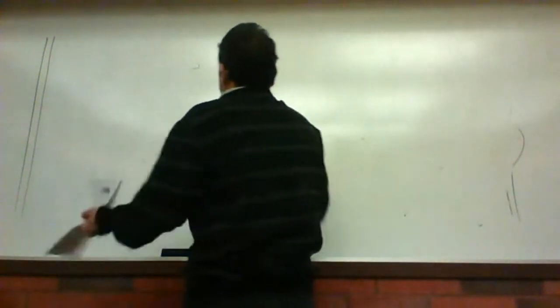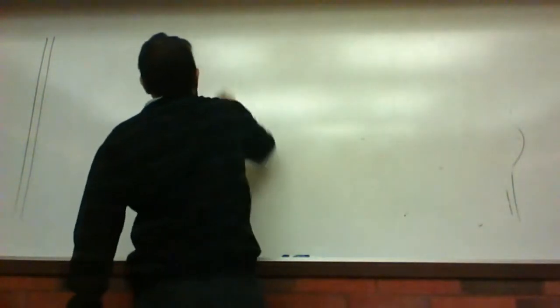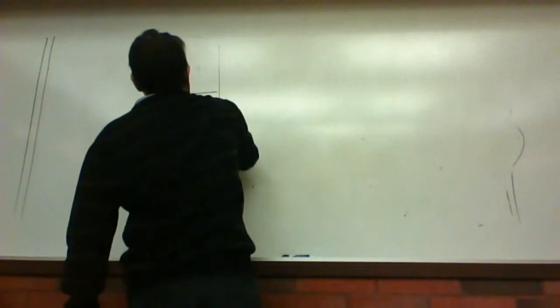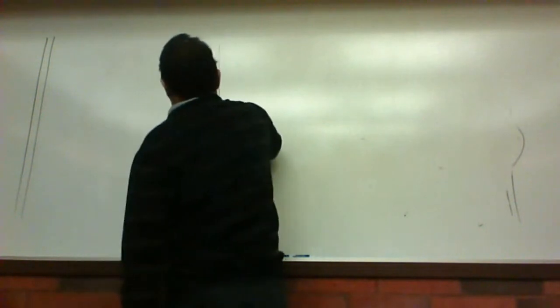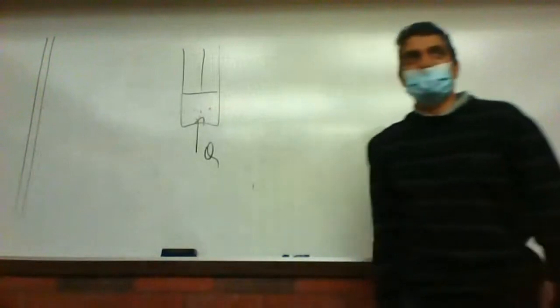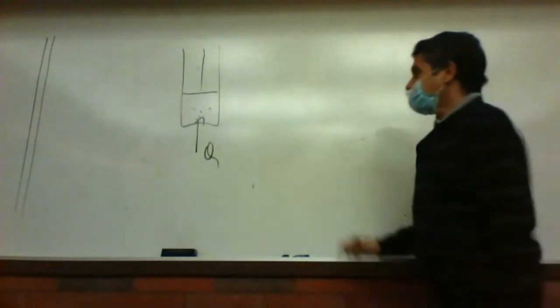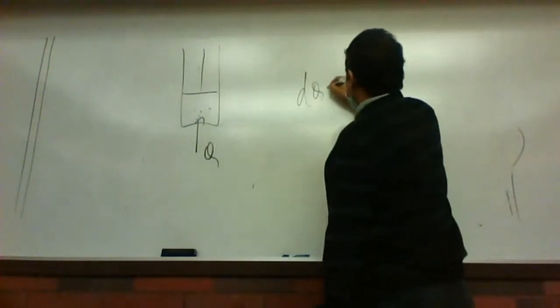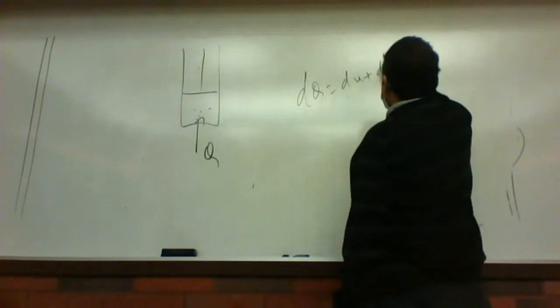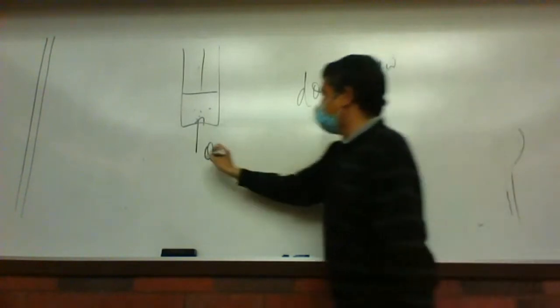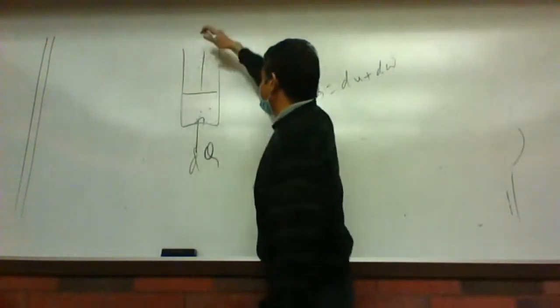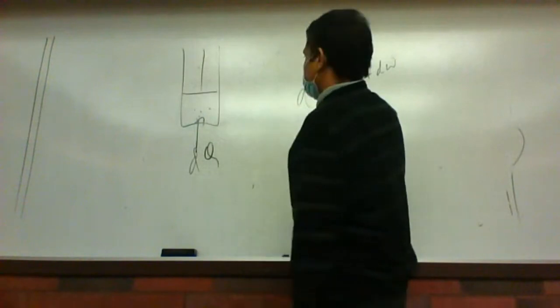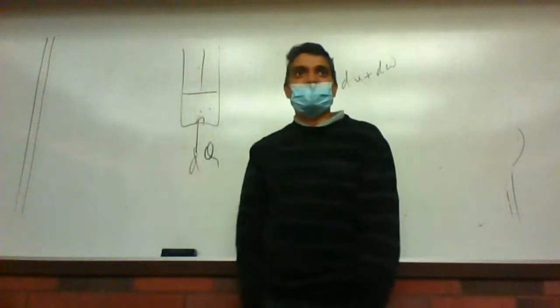Now, a couple of things here. Let's say you have this gas here, and you supply some heat, Q amount of heat supply, right? And our formula is dq equals du plus dw. Two things should happen. When you put some amount of heat here, this piston should move up and the temperature of the system should change, right?